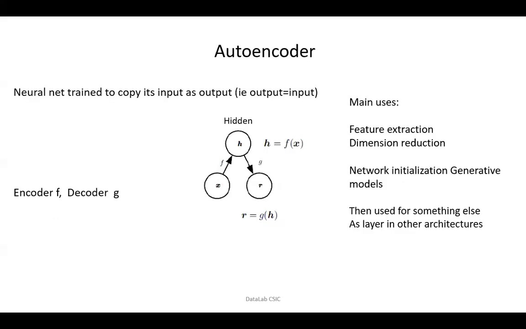So the idea is we start with the data, right? And we get this hidden representation through an encoder. And then we reconstruct this with a decoder, and the idea is that we want the output to be close. So the output in this case is the input, right?